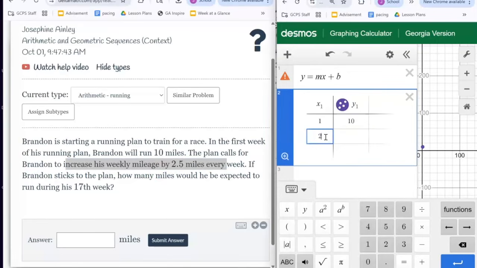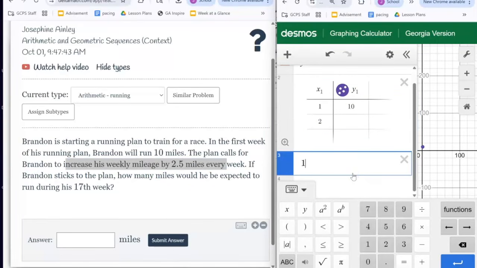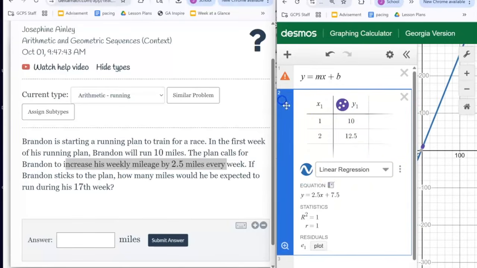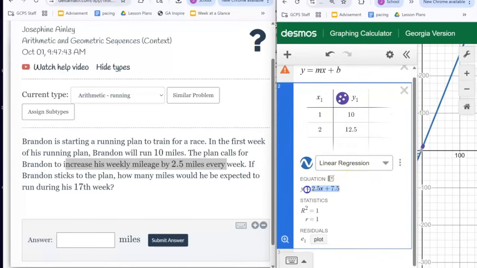So the second week, he's going to increase 10 plus 2.5. So now he'll be at 12.5. And that's all I need. I only need two numbers. I was doing more before, but I'm just going to stick to two. So now I'm going to hit the function. So this is my function, and it's in decimals.